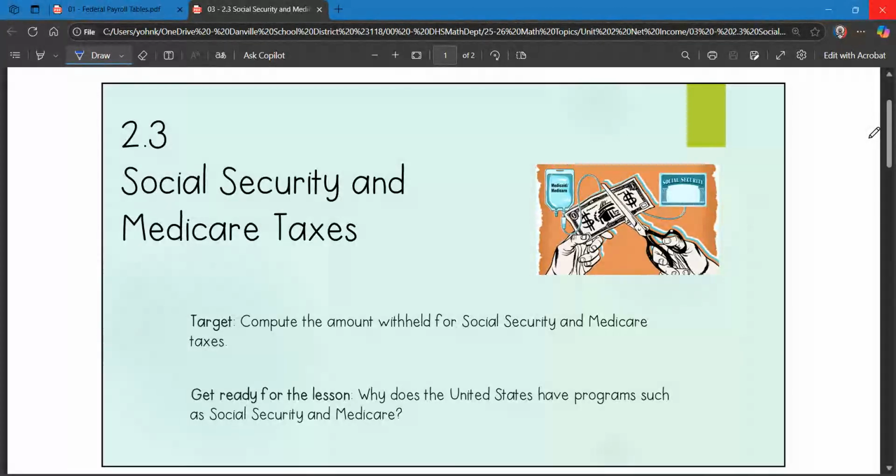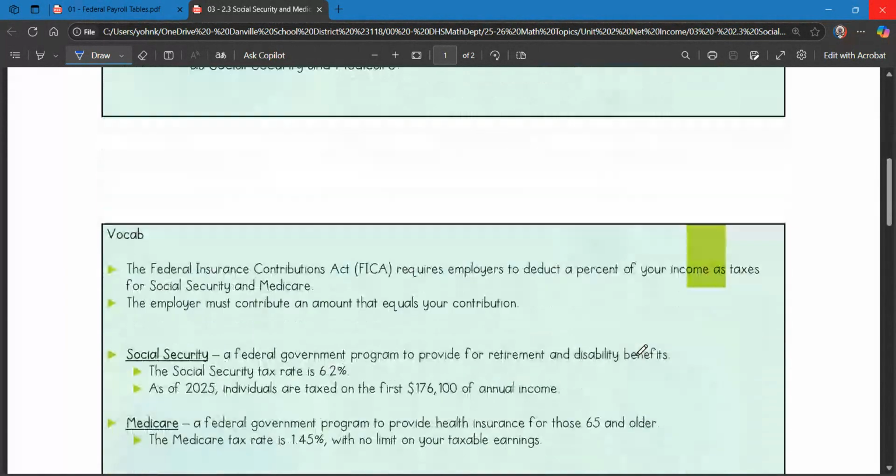And so the question I want you to think about today is, why does the United States have programs such as Social Security and Medicare? Maybe you've heard of them, maybe you haven't. But if you have a job, you have money taken out for these two programs, and that's what we're going to talk about today.